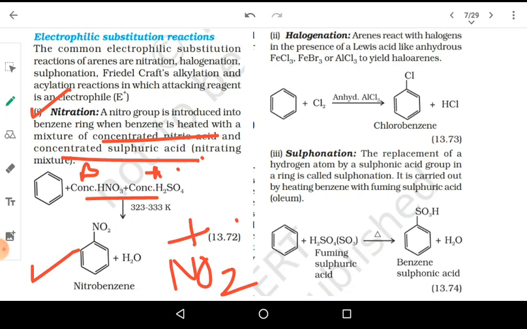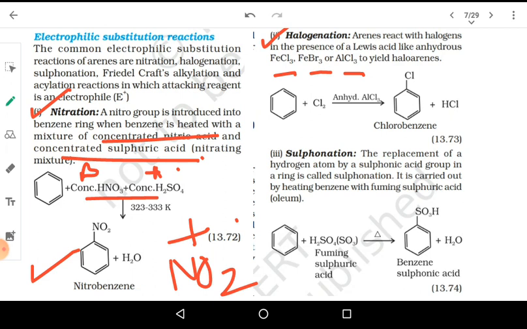Now let us see the second type of electrophilic substitution reaction, which is known as halogenation. What is halogenation? Arenes react with halogen in the presence of Lewis acid. Now what are the Lewis acids? We have anhydrous FeCl3, FeBr3, or even AlCl3. These are the anhydrous Lewis acids which we take for the process of halogenation.